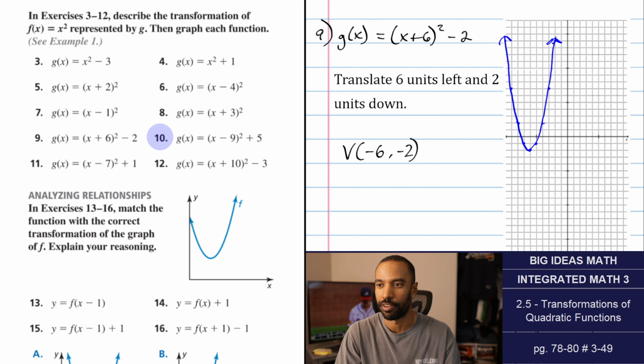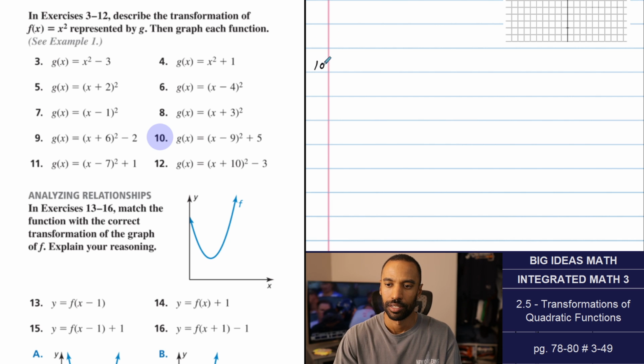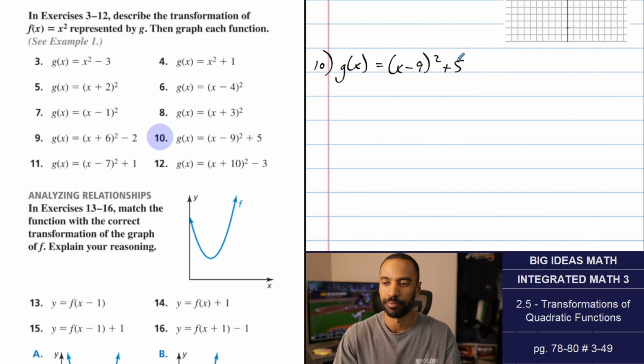This one I won't be able to fit 4 over 16 up. But this one is g of x equals x minus 9 quantity squared plus 5.